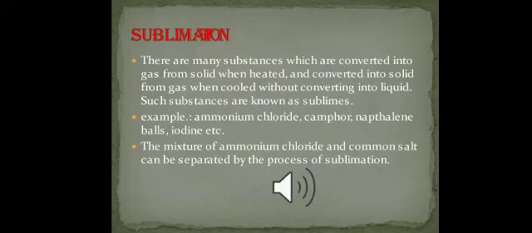For this, the mixture is heated in a china dish. The china dish is covered by an inverted funnel. Cotton is used for plugging the opening of the funnel. After heating, ammonium chloride is converted into vapor and gets deposited over the inner surface of the funnel. Due to cooling, this leaves the common salt in the china dish. Ammonium chloride can be taken out by scratching from the inner wall of the funnel.